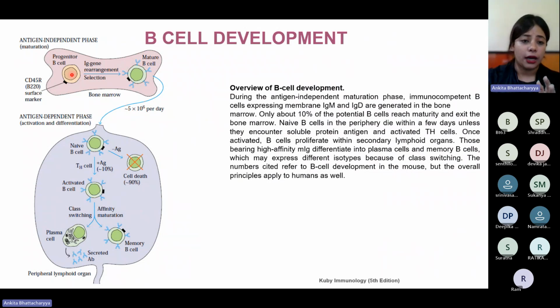Now, from there, approximately 5 into 10 to the power 6, which is around 5 million cells per day, are coming into the peripheral lymphoid organs. What happens there is that you see that this is a naive B cell. Again, these terminologies are very important. Mature B cell means something which has already undergone gene segment rearrangement and it is specific for a particular antigen. So its surface has receptors which will bind to one particular antigen. That is a mature cell. But it is naive. Naive means that it has not yet met its antigen, so it has not undergone activation. It has not faced its cognate antigen. So that is a naive B cell.